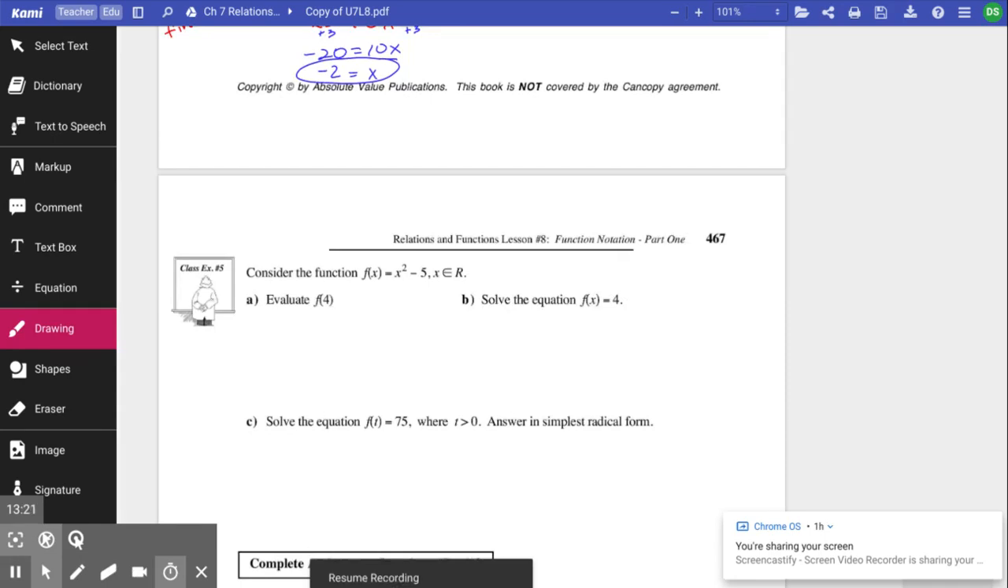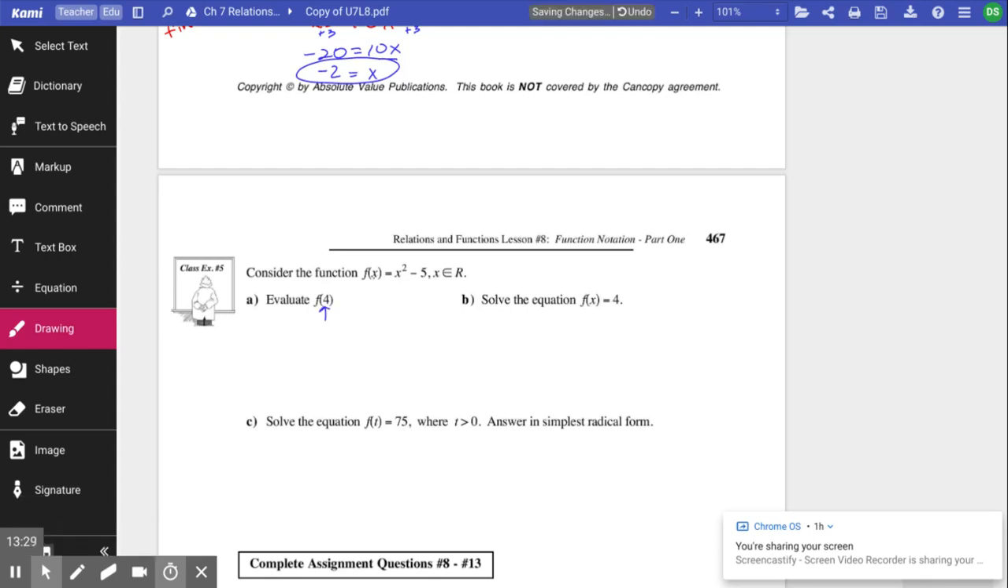Let's go down here and deal with this question. It's exactly the same as we've done before. But in this situation, as you will notice, they're pointing out they want you to replace the x, the input, with the 4. So that's going to be a quick question. 16 minus 5 is 11. Done. But this question, the f of x is 4, not the x itself.